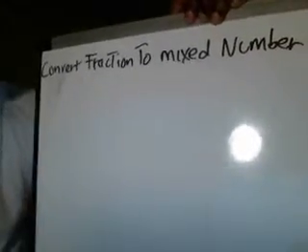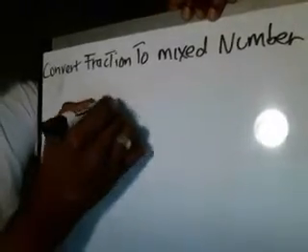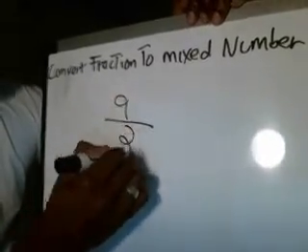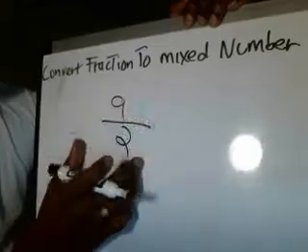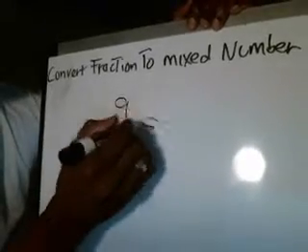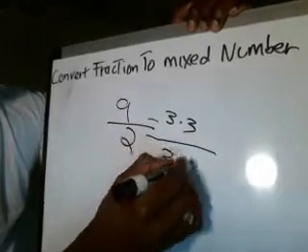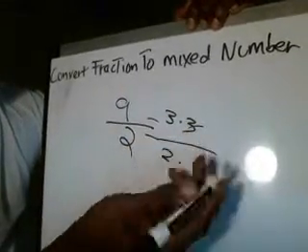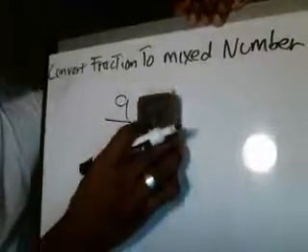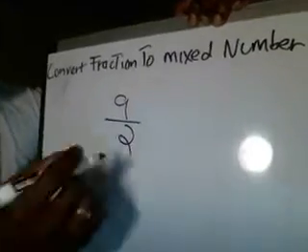Let's try another quick example. Let's say 9 over 2. First, you try to simplify this. You can't simplify because the prime factorization of 9 is 3 times 3, and the prime factorization of 2 is 2 times 1, and you can't cross anything out, so you can't simplify it. It remains 9 over 2.